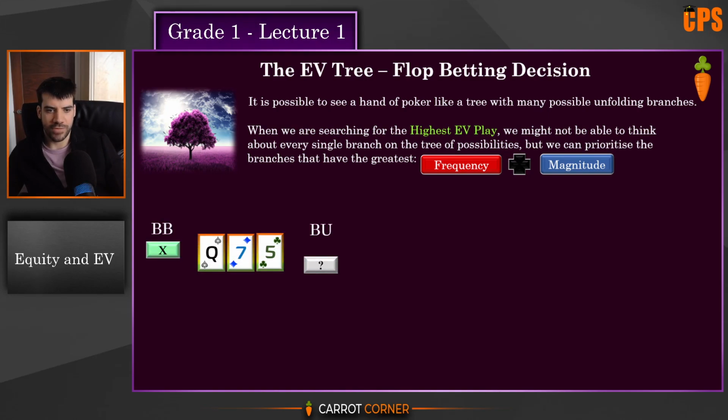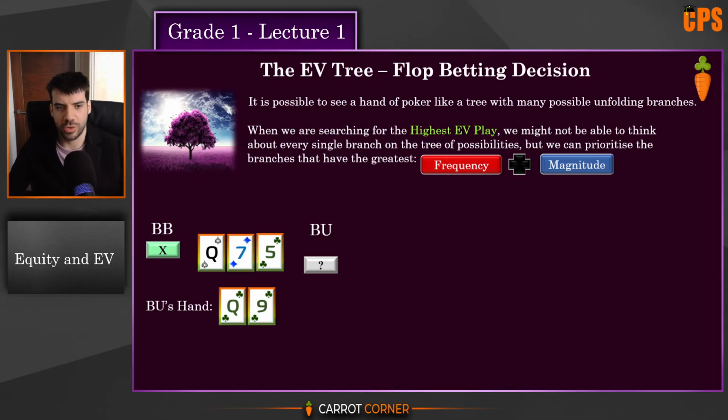Big blind versus button, another common spot. Big blind checks the flop, button has the chance to decide what to do with queen 9. Pause the video, what would you do? Would you bet here? Would you check here? Do you think it matters? If so, how much does it matter? Okay, I'll assume that you've had a go at that.